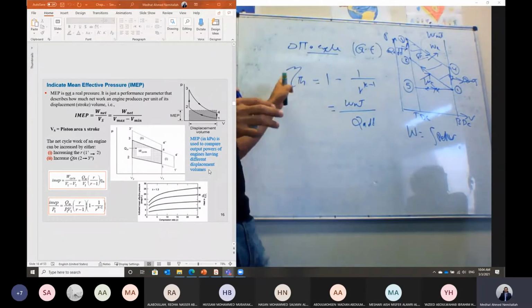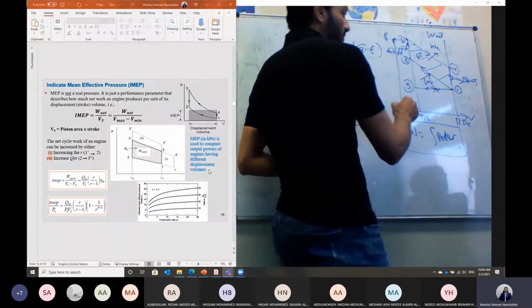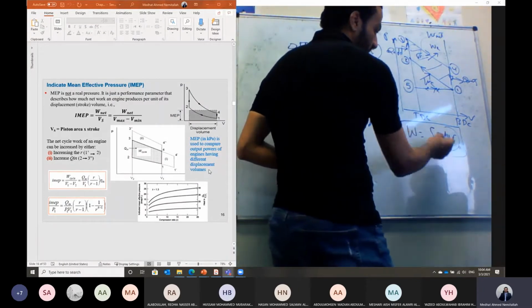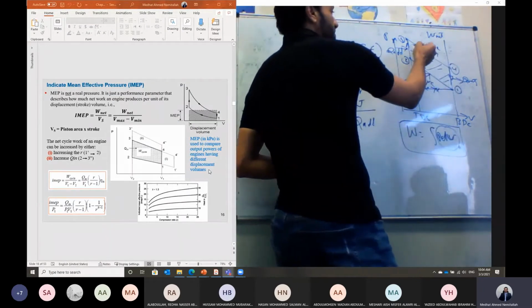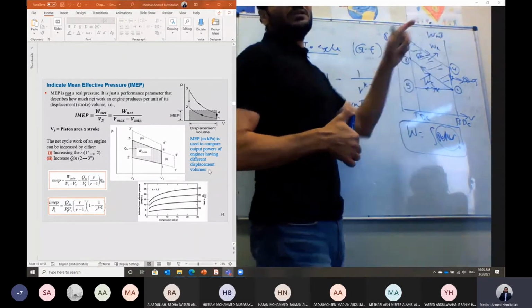We don't have intake air or exhaust gases. So in this case, the work for a closed system is equal to the integration of P dV. And we proved last time that this work on the PV diagram can be represented by the area under the curve. So the area contained by the cycle here, guys, represents the net work out of this engine.